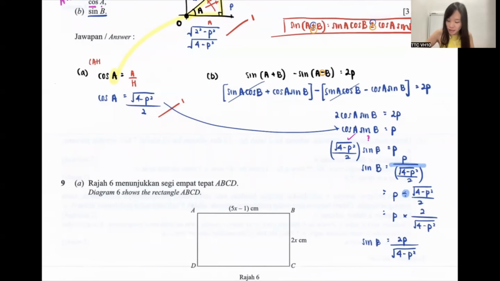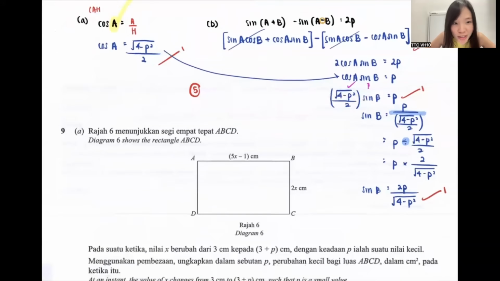3 marks. Where's the 3 marks? This working itself worth 1 mark. When you're able to sub in and move correctly worth 1 mark, getting this answer another 1 mark. So just like that, this question worth 5 marks. Done. Understand? Move on. Question 9a.